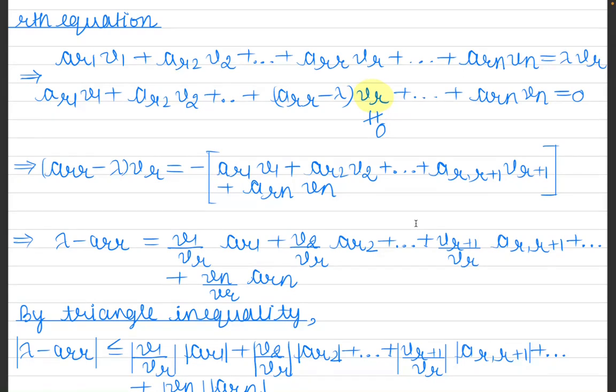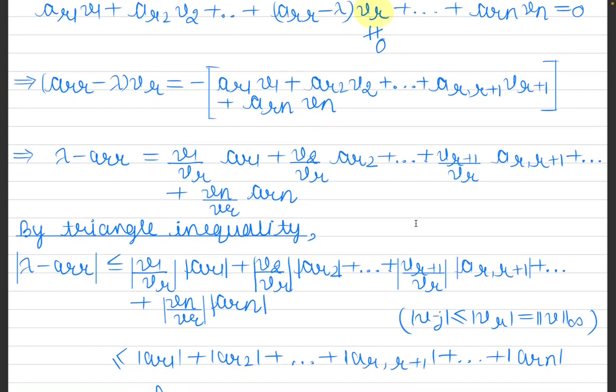Now, if you take the minus here, and because VR is non-zero, we can always divide. So you have V1 by VR, AR1, V2 by VR, AR2, VR plus 1 by VR, AR R plus 1, plus so on and so forth, plus VN by VR, ARN, right?